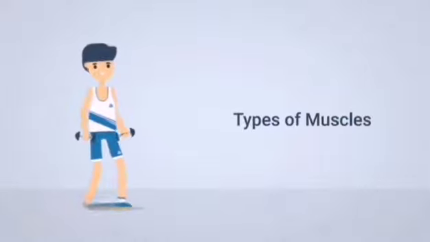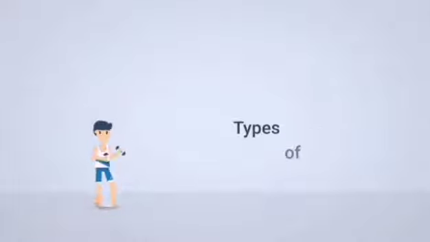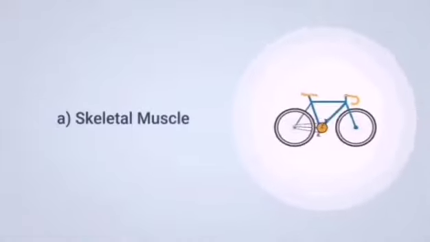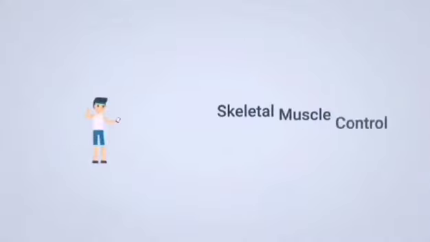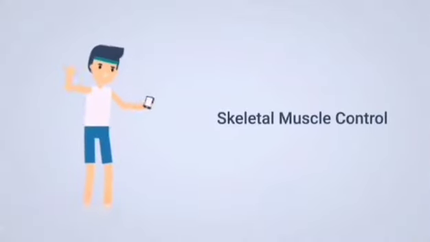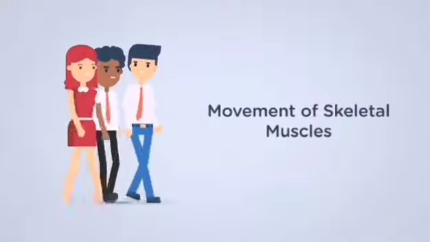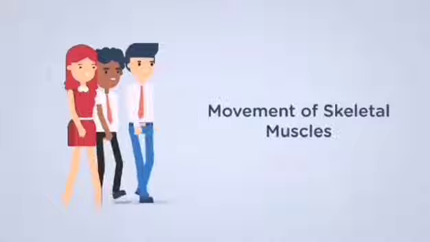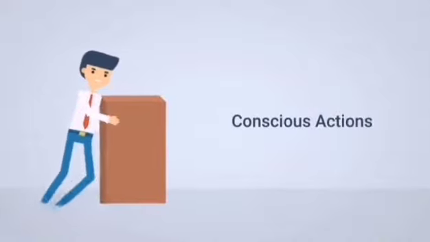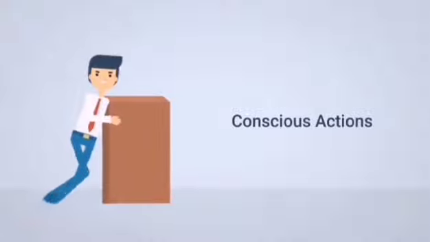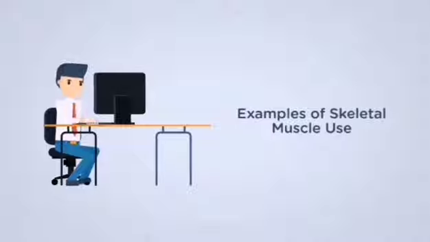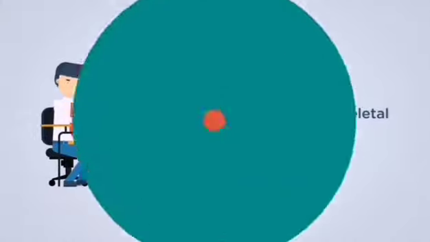There are 3 types of muscles in the body. First is the skeletal muscle. Skeletal muscles are the only muscles that can be consciously controlled. They are attached to bones, and contracting the muscles causes movements of those bones. Any actions that a person consciously undertakes involve the use of skeletal muscles. Examples of such activities include running, chewing, and writing.